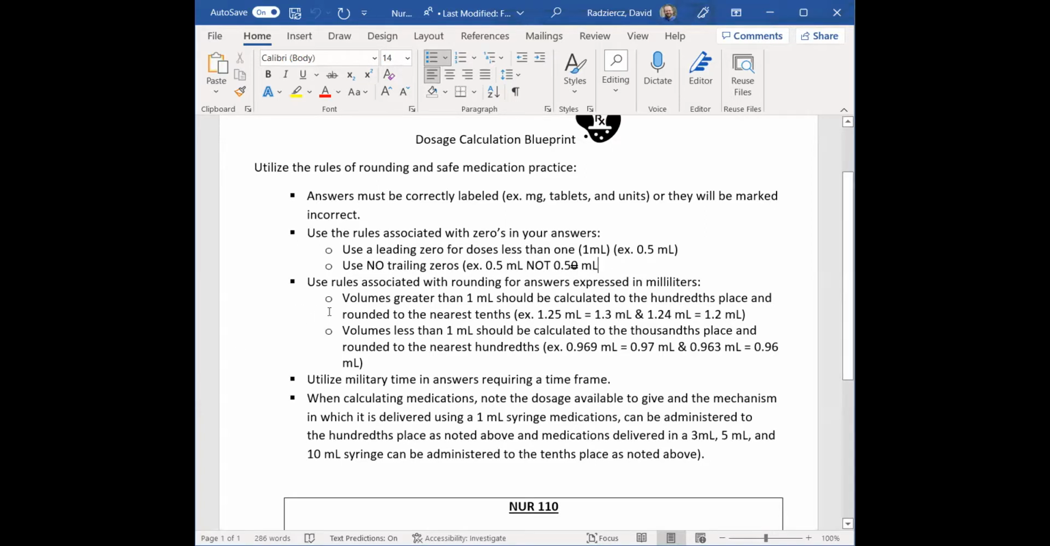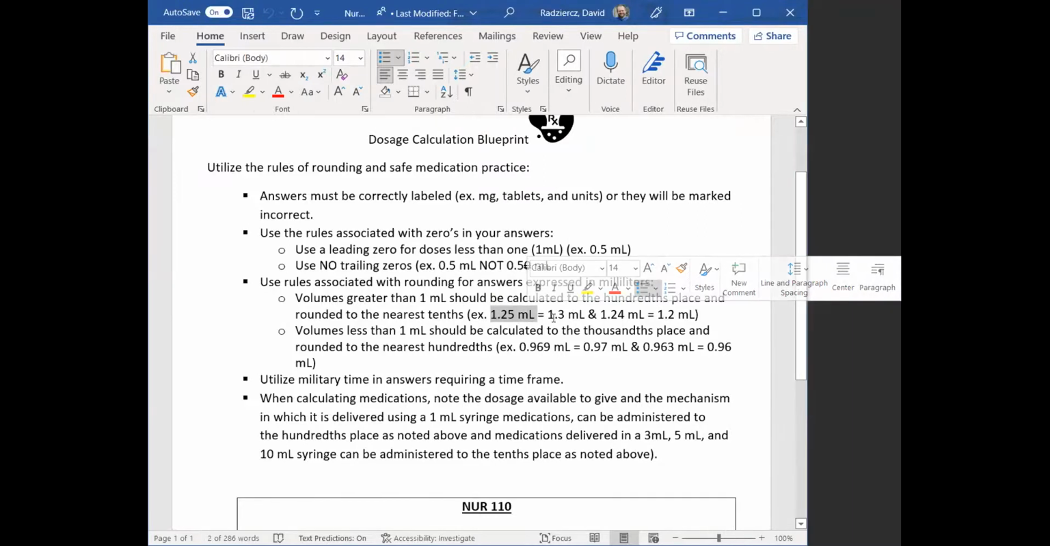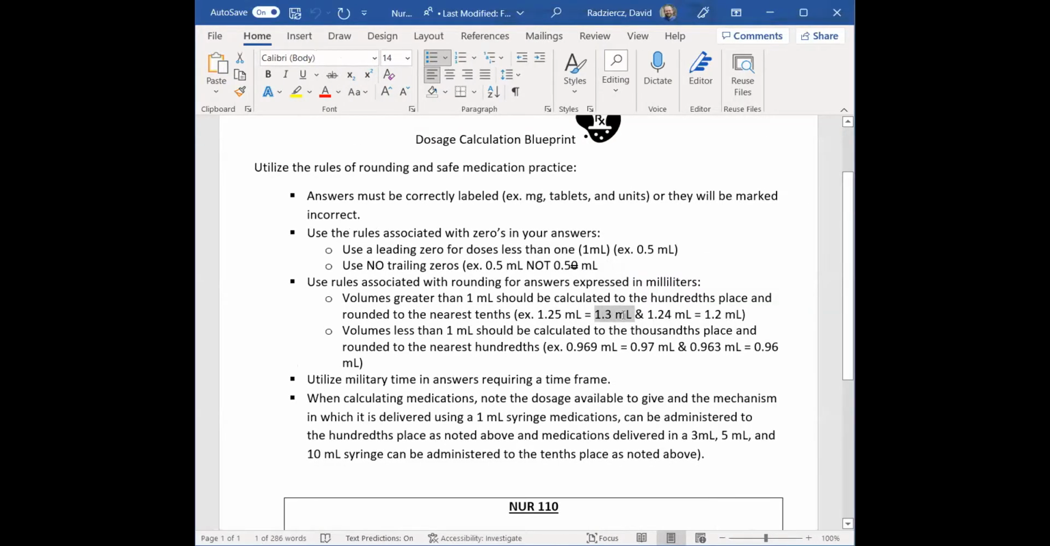So there are two general rounding rules, particularly for volumes, but this could also apply to milligrams as well. If you have a volume greater than 1 milliliter, you're going to round to the nearest tenth. The example is 1.25 milliliters. You're going to look at the 5 and round that up to 1.3. So if it's 5 and above, give it a shove. If it's 4 and below, let it go. If you have 1.24, then you're going to leave it at 1.2.